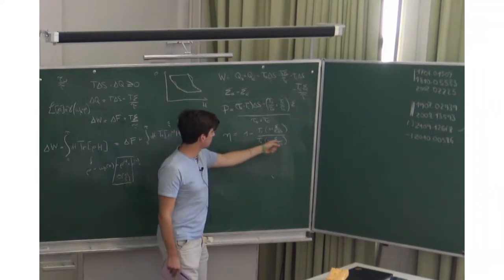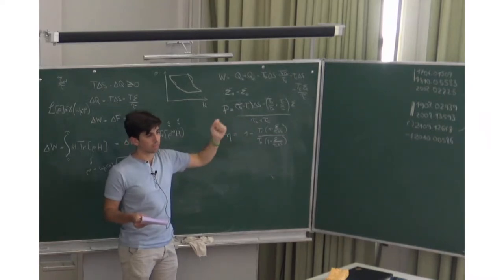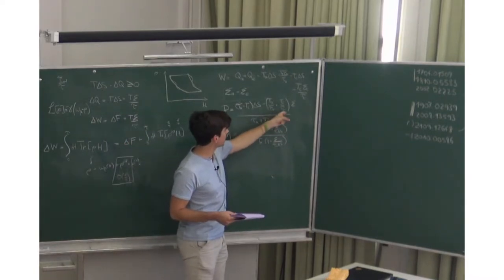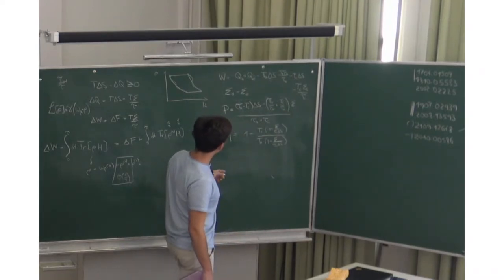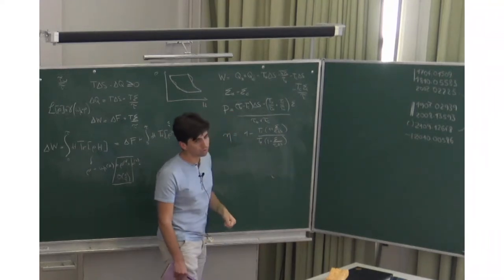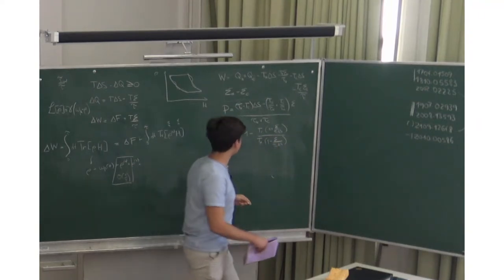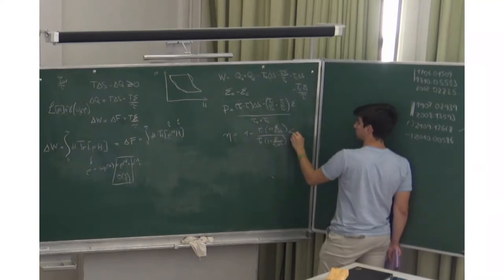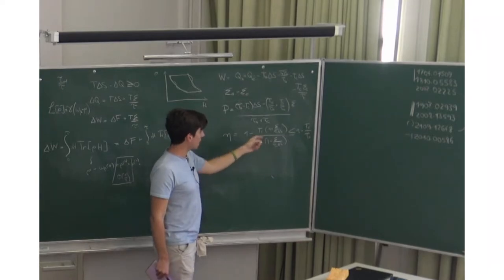Now let's fix sigma and delta S. So the transformation is fixed, but we don't fix the speed of the transformation. So it means that we can play with tau H and tau C. For example, you can maximize the power, or you can fix the efficiency to be at some value. You can see from here that the efficiency will be smaller than the Carnot efficiency.